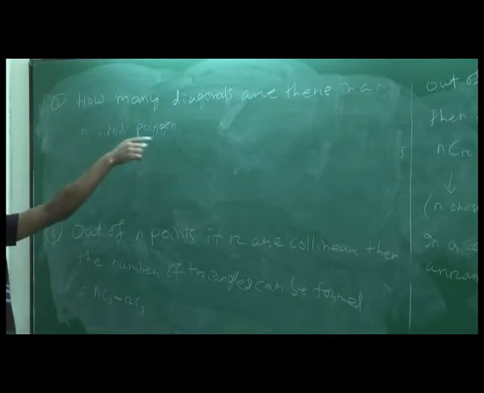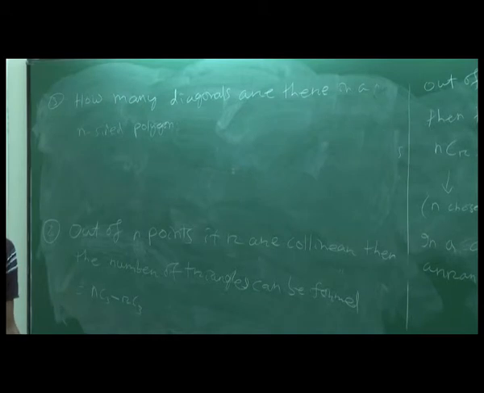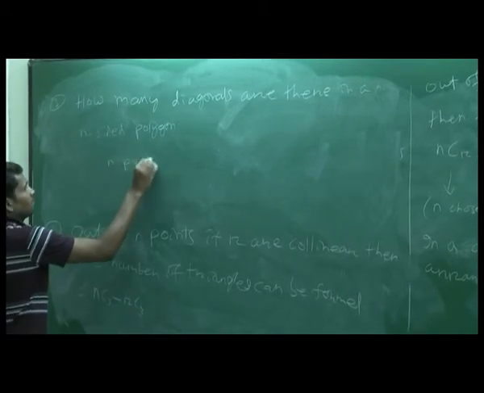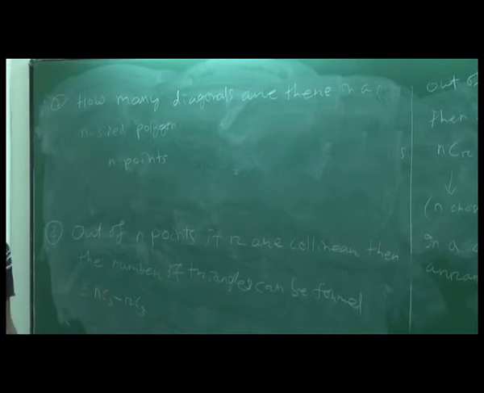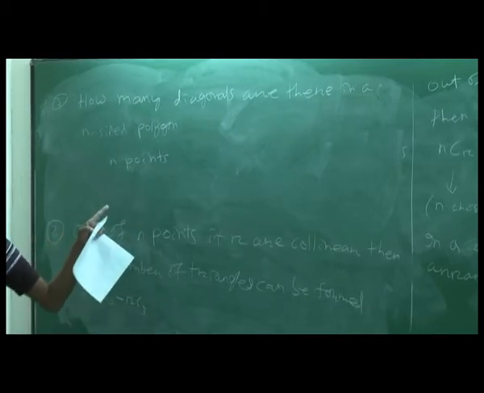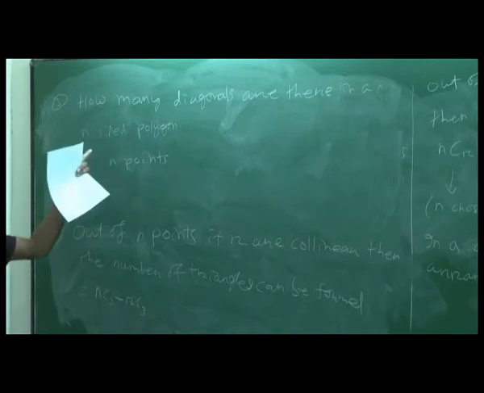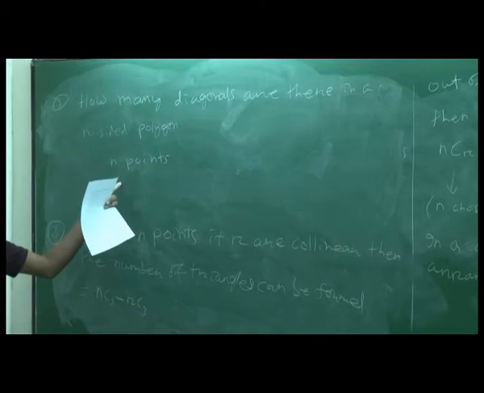So for an n-sided polygon, how many vertices are there? How many points are there? n points. So out of these n points, we have to make straight lines, right? There are sides and also diagonals both. How many straight lines can we make from n distinct points?